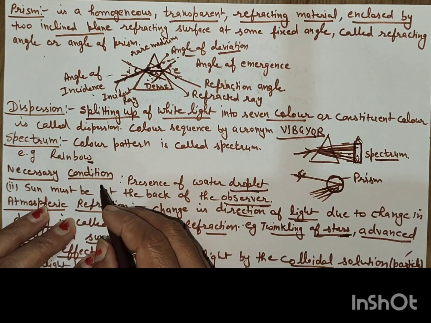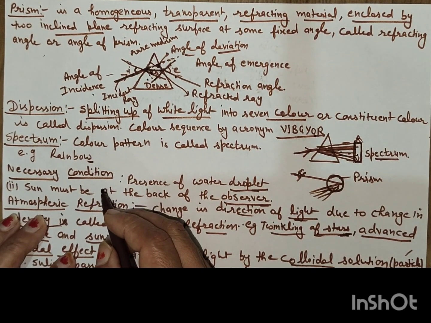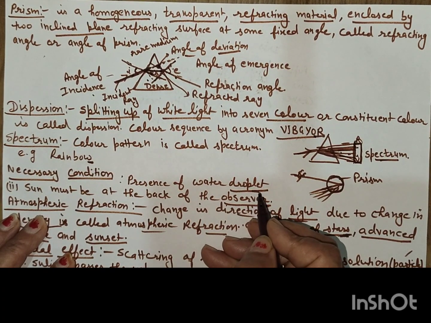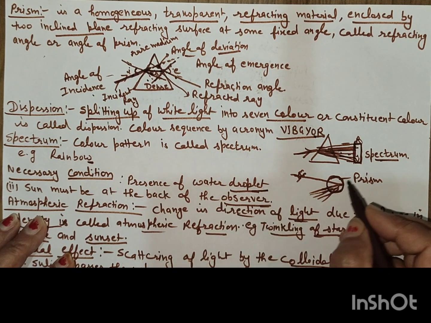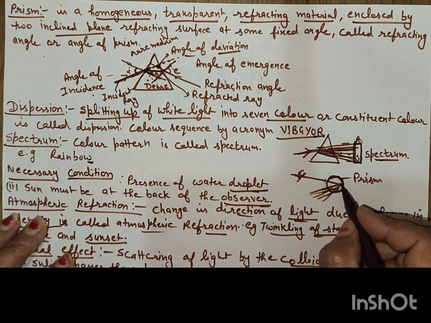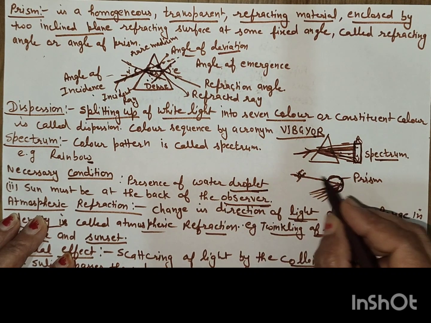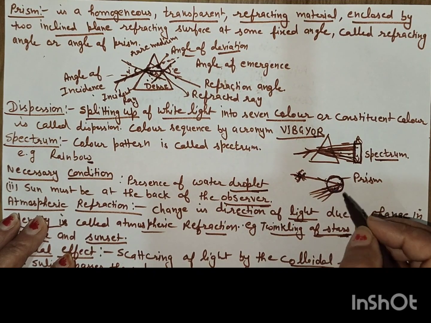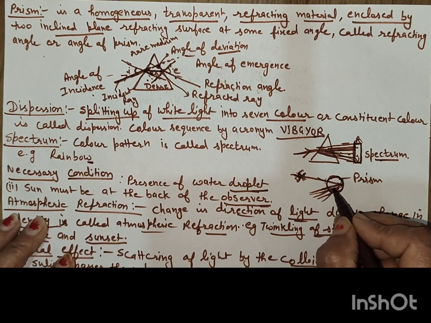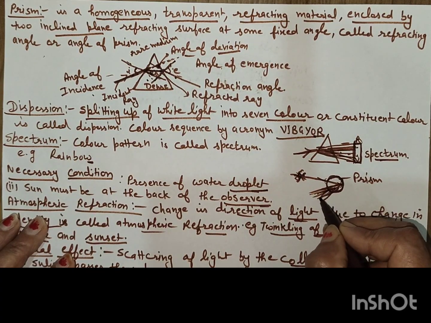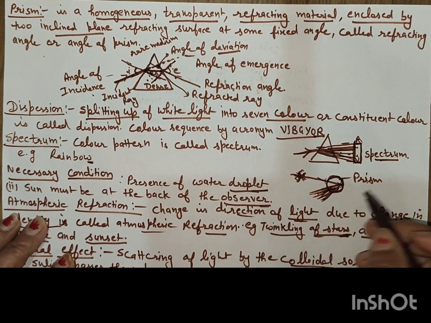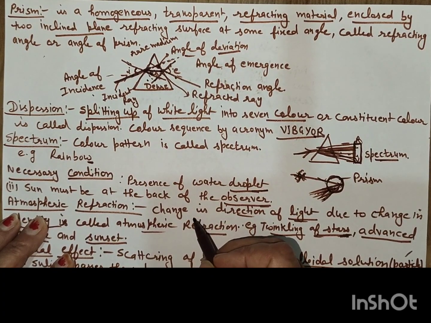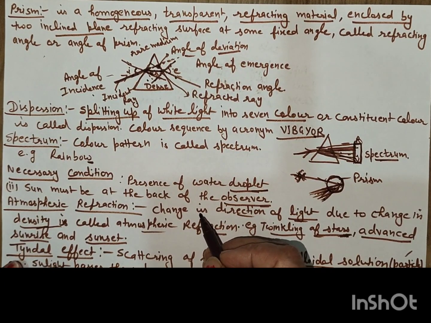What are the necessary conditions for a rainbow? There should be the presence of water droplets, because water droplets act as a prism, and when a ray of light falls from the sun, dispersion takes place, and it will split into the 7 colors, and we can see the rainbow easily. And the sun must be at the back of the observer.